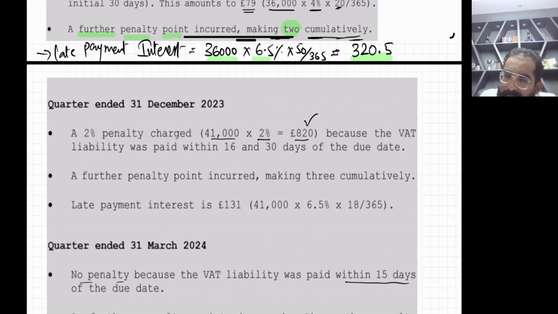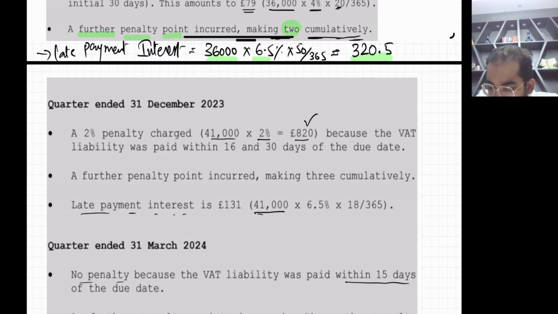And there is no daily penalty. It's not written, but you can assume there is no daily penalty because it's not more than 30 days. Yes, there is a late payment interest, which is always there. Late payment interest is always there, right? And it is for the actual number of days.